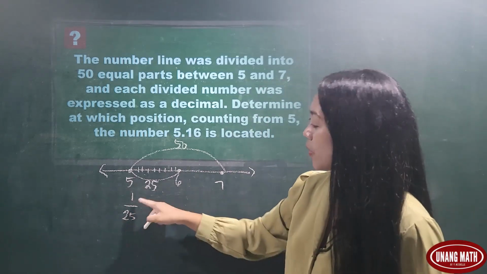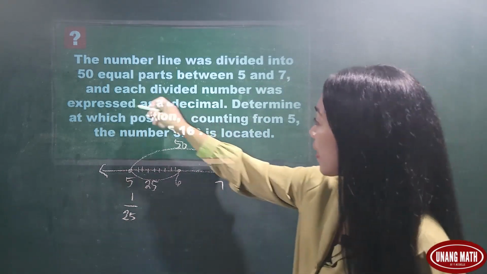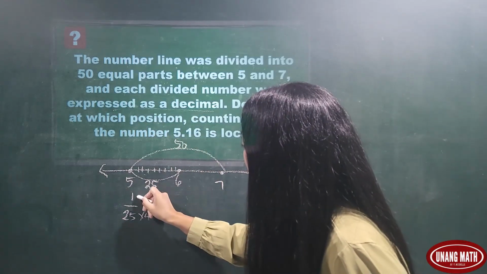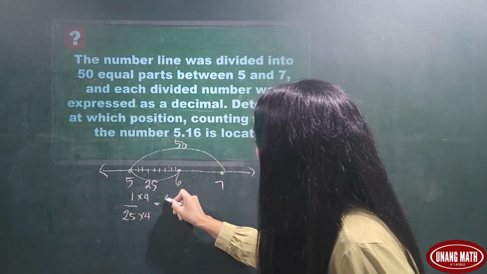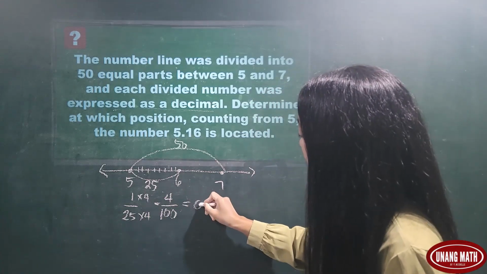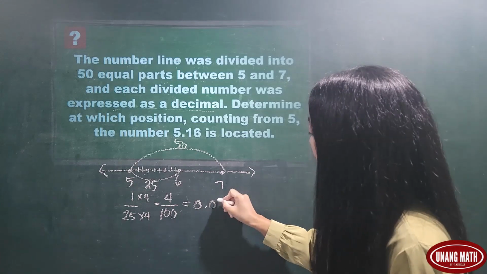Okay, ang fraction ng 1 over 25, express natin as decimal. So, times 4, times 4. So, this is 4 over, okay, 100. 4 over 100 is equal to 0.04.